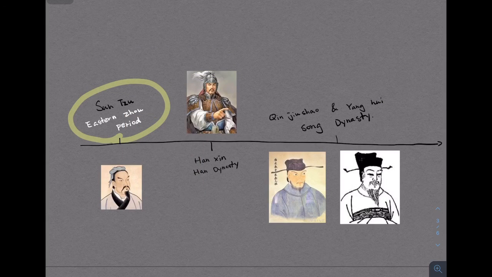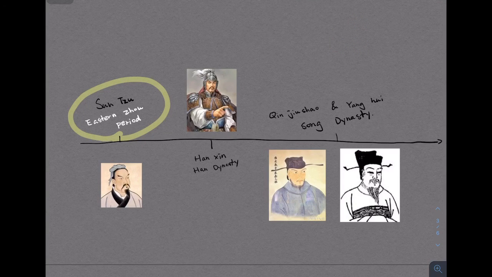Okay, now let's take a look at the timeline. Later in history, Han Xin, who is a really famous general in the Han Dynasty, used Sun Zi's method to count his army. Qin Jiushao and Yang Hui from the Song Dynasty also wrote more explanation of this method. Actually, Qin Jiushao wrote this method in the 9th chapter of the Mathematical Treatise in Nine Sections, which is a really famous book, and we talk about this in our class too.